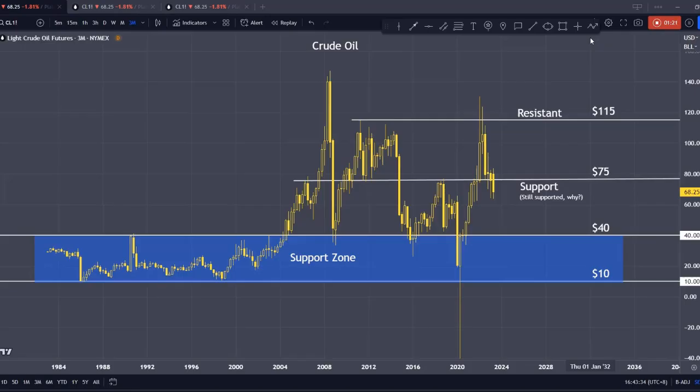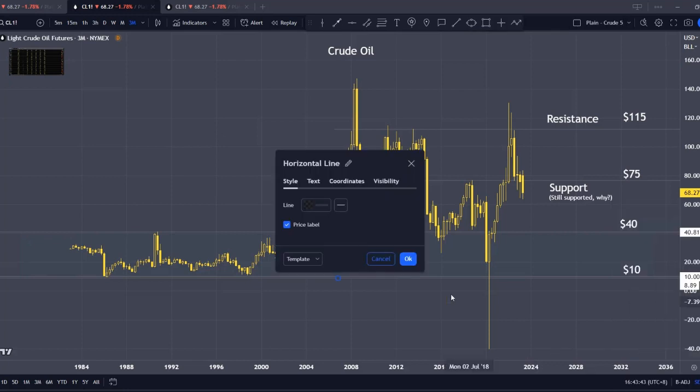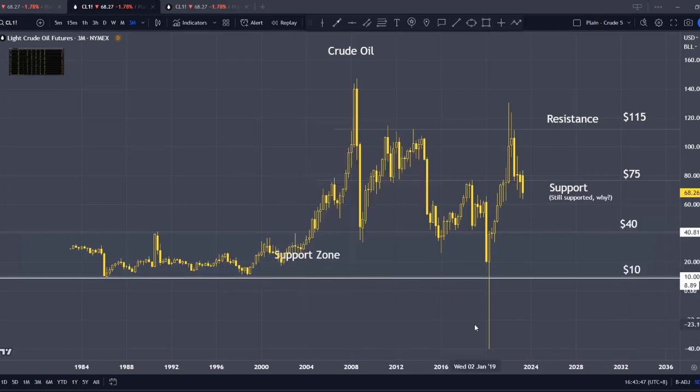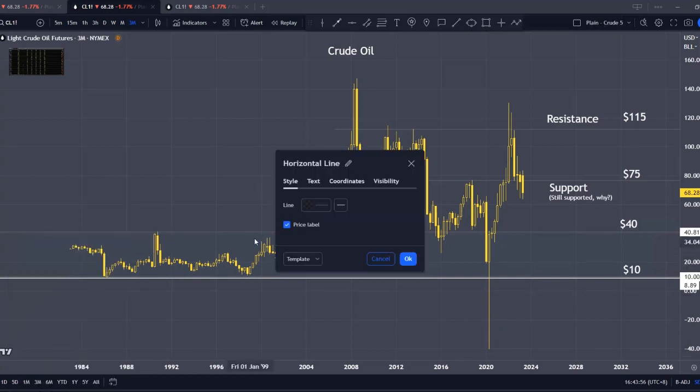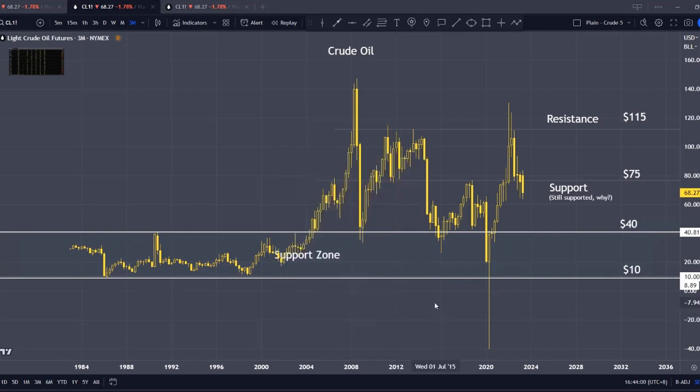Now, let me just start off with a clean sheet. All these key support resistance lines, let me just highlight them, between this support zone of 10 to about 40 US dollars. Before I explain this support zone of 10 to 40 US dollars, there are two things that I would like to brief you on.